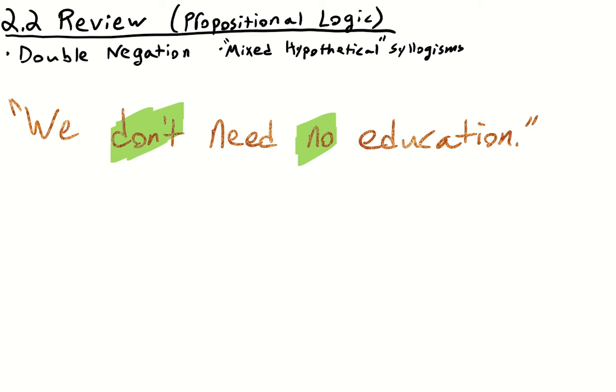Symbolically, we might say that not not P is logically equivalent to P, where those 3 bars mean logically equivalent to. So not not P is logically equivalent to P. Likewise, P is logically equivalent to not not P.